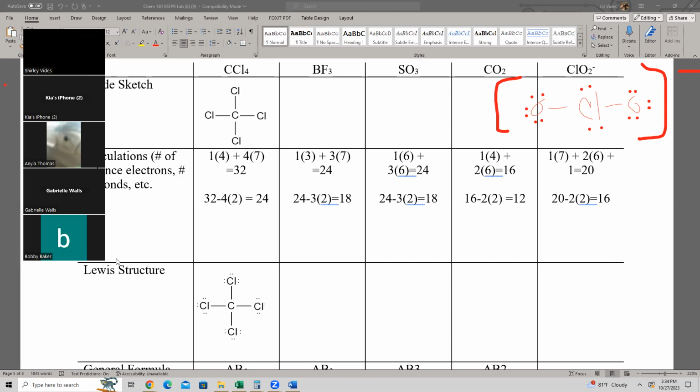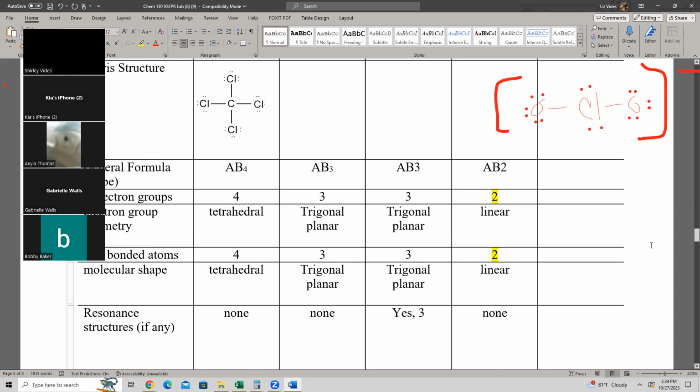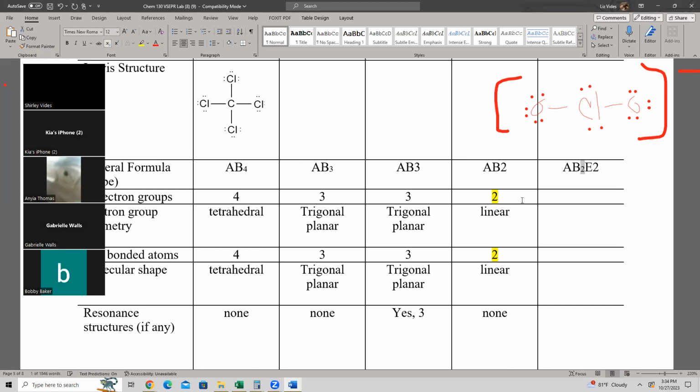The next thing, that is our Lewis structure. So what is our formula? Look at it. Now we have a central atom with 2 bonds. You agree there's 2 bonds. But there's also two other things around it. Two electron pairs. So that is how you write the general formula. Because it's two electron pairs, two bonds.